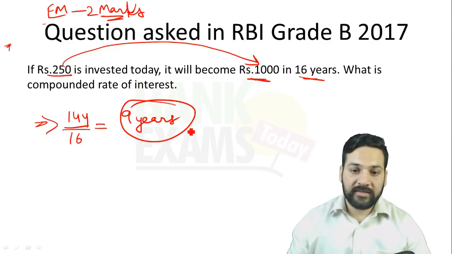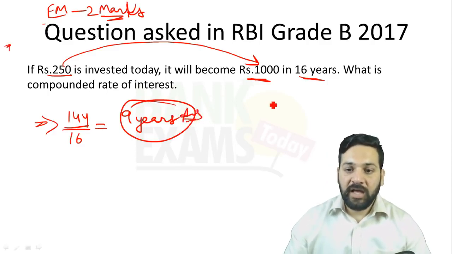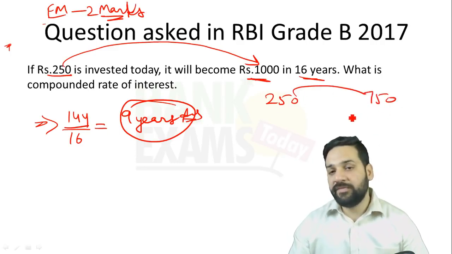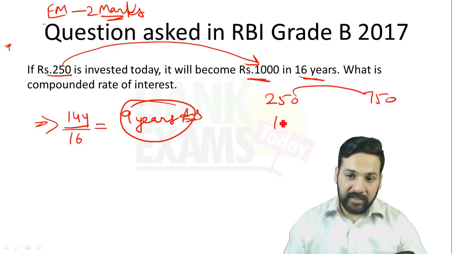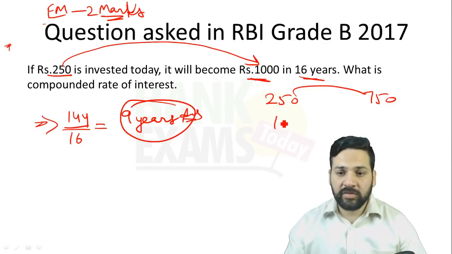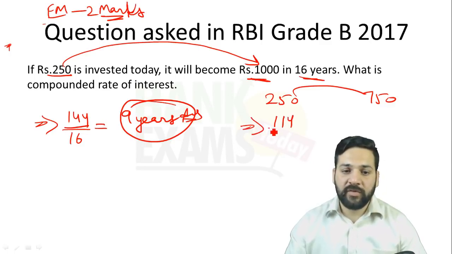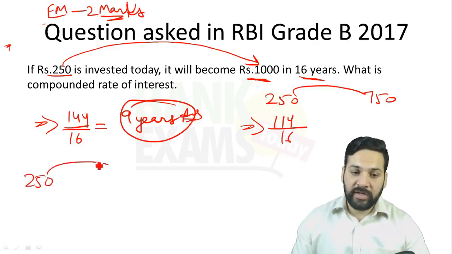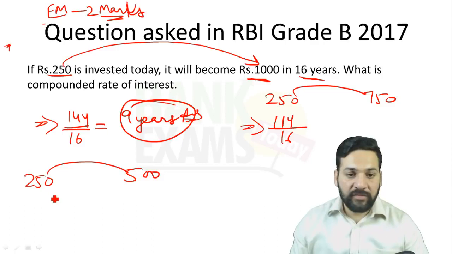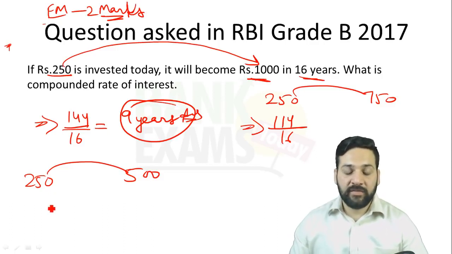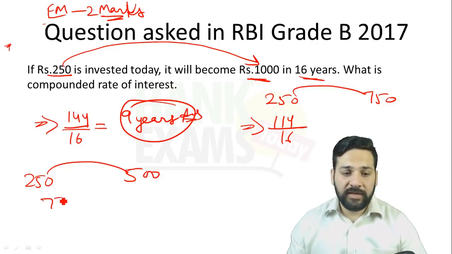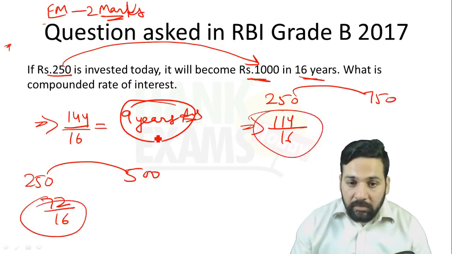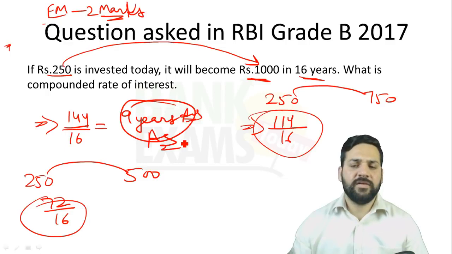So what in case 250 became, let's say, 750 in 16 years? Then instead of using 144, you need to use 114 divided by 16. If it was a case of 250 to 500, instead of using 144, you need to use 72 divided by 16. So the answer of this question is 9 years. Very simple.